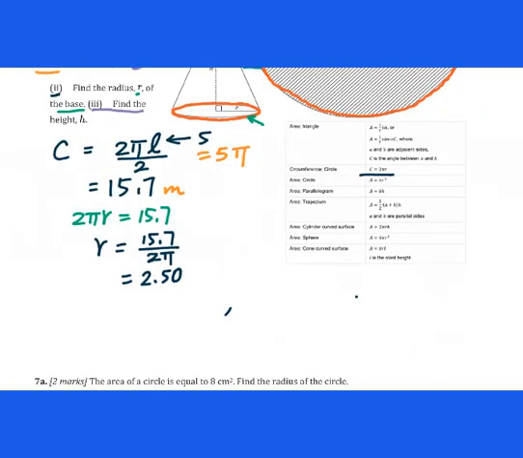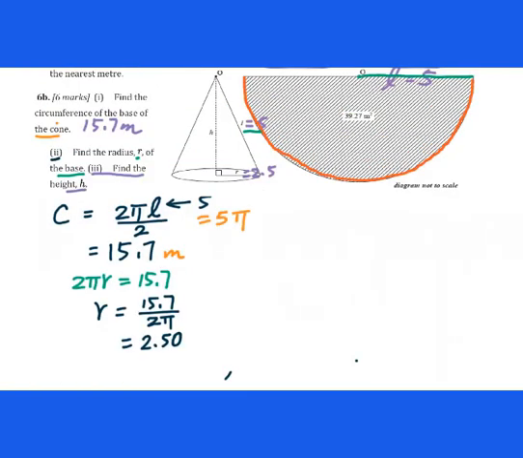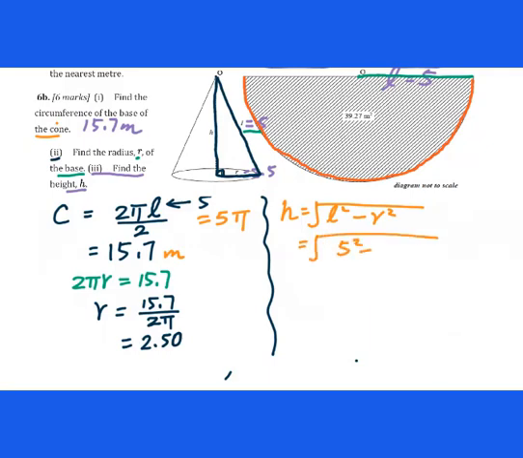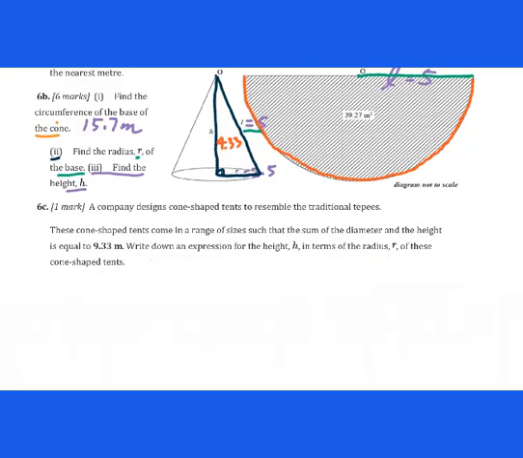Now let's go to the third one. Find the height h. For this right triangle, we use the Pythagorean theorem. We can get this h. For this h, this is a leg. So we can do the square root of L squared minus r squared, which means 5 squared minus 2.5 squared. We put it into a graphing calculator, you will get 4.33 meters. Let's go to 6c.